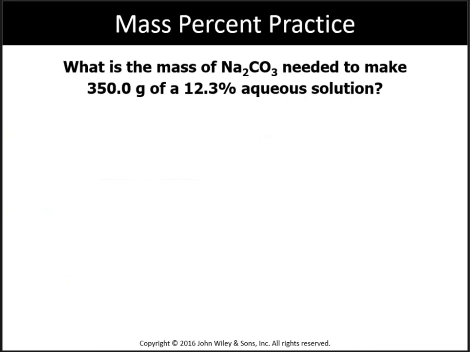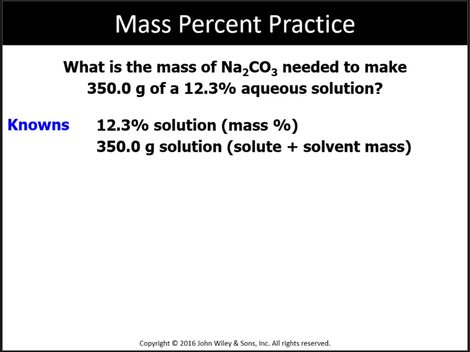Let's look at another example. You want to know the mass of sodium carbonate needed to make 350 grams of a 12.3% aqueous solution. So what's given to us is the mass percent of the solution. It's a 12.3% solution. We also know that the mass of our solution is 350 grams. We want to know the mass of the solute here.